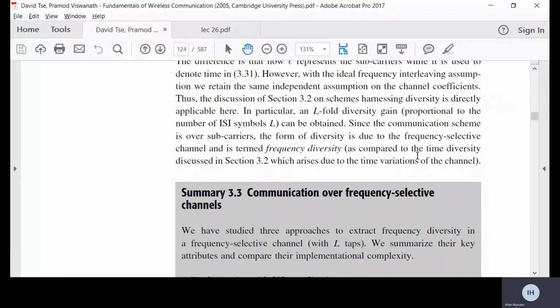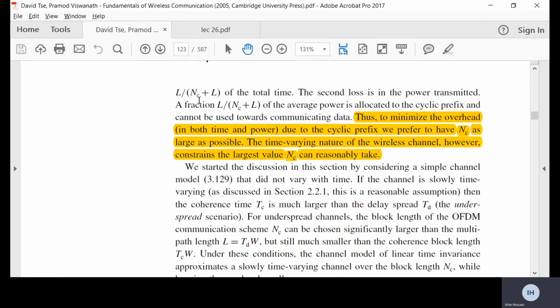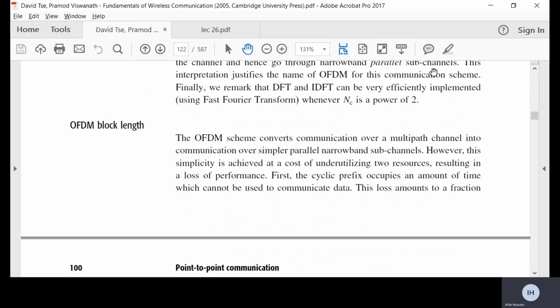I will just take 10 minutes of your time to cover the part of the lecture that couldn't be covered in our lecture number 27, on a small subsection. We had covered till this point. We have to now cover from this point, OFDM block length.